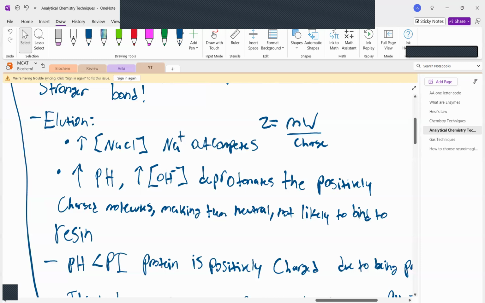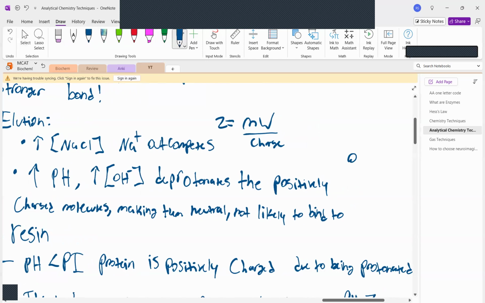Or you could also increase the pH. When you increase the pH, you're increasing the hydroxide concentration, while simultaneously decreasing the H plus, or proton, concentration. So when you increase the hydroxide concentration, you're deprotonating the positively charged molecules.